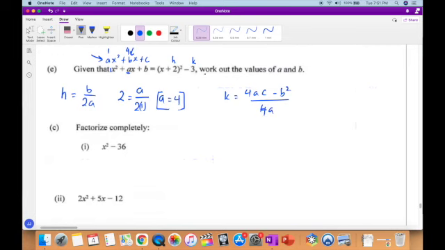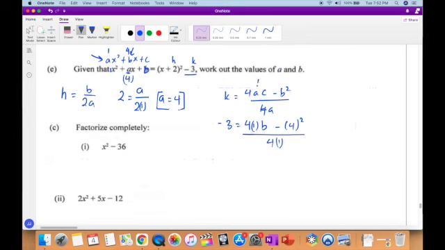And we could see here that K is negative 3. So that means that negative 3 is equal to 4. A is 1, C is what we want to find, and they have C as B over here, so I'll just put B, minus B squared is this 4 over here, so minus 4 squared all over 4 into A is 1, right?